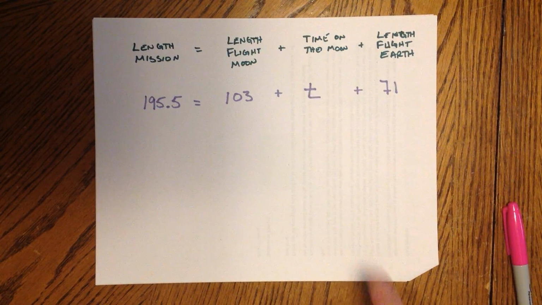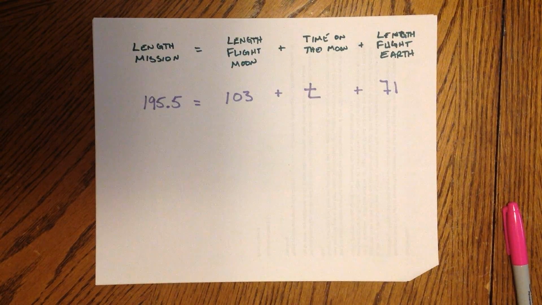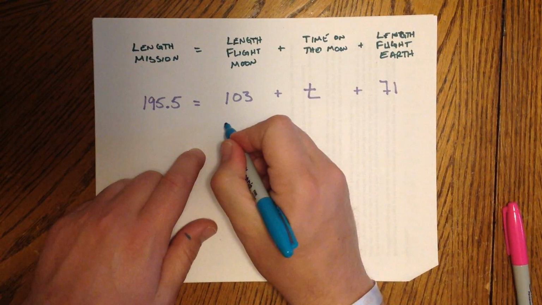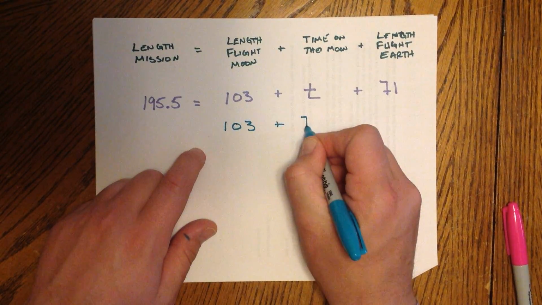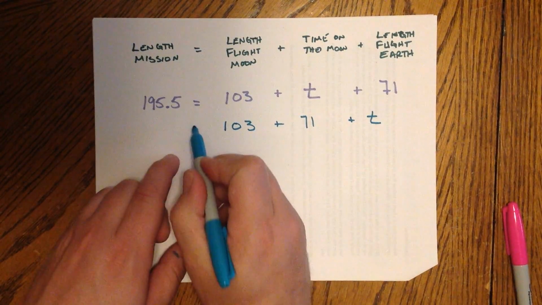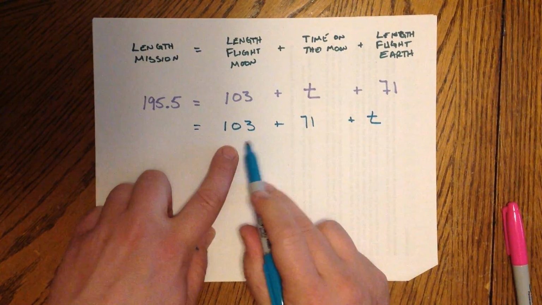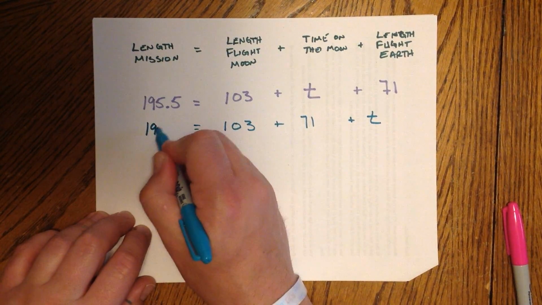So in order to figure out the time on the moon, I'm going to solve for t, but first I'm going to combine my like terms. Again, using the commutative property, either in my head or on my paper, I can rearrange this side of the equal sign so that I have 103 and 71 right next to each other. It's still going to equal 190.